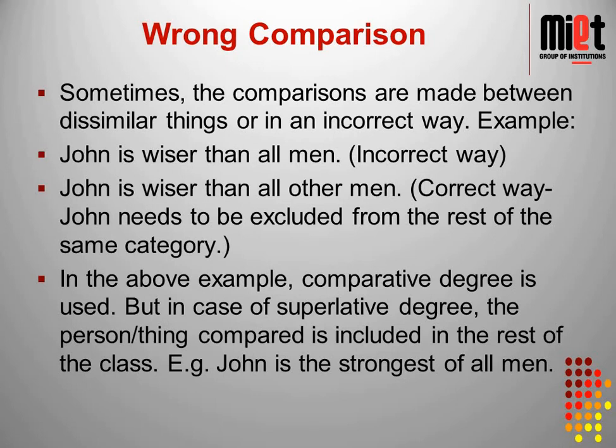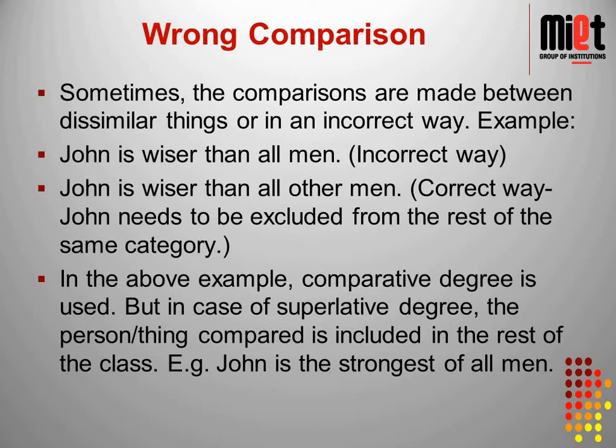And wrong comparison should not be used. For example, sometimes the comparisons are made between dissimilar things or in an incorrect way. For example, I say John is wiser than all men. This is an incorrect way to say it. John is wiser than all other men, because John is the subject and we are comparing John with other men. So, because it is a comparative degree, John needs to be excluded from the rest of the same category.